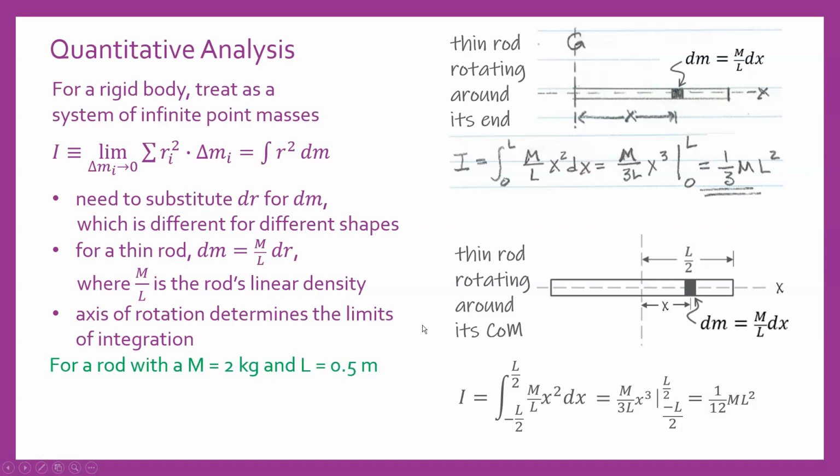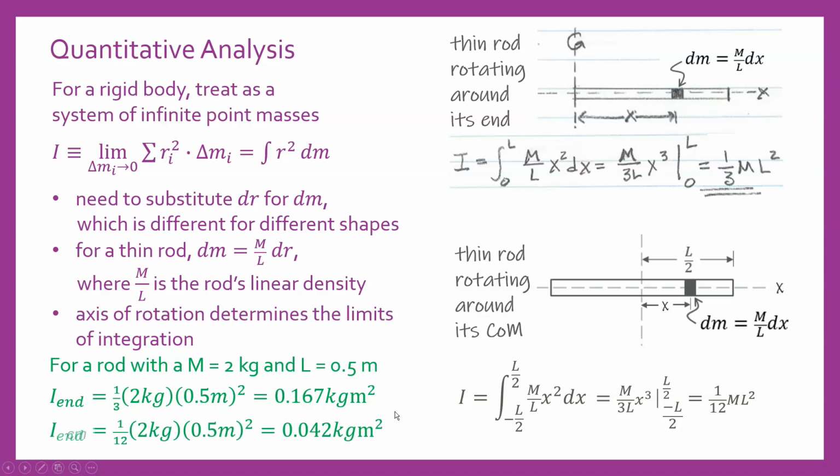So let's just pick a specific rod, one that has a total mass of 2 kilograms and a length of 0.5 meters. And we can go ahead and plug in our numbers for this equation up here, and we come up with 0.167 kilograms meters squared when we rotate the rod around its end. Notice when we rotate the rod around its center of mass, its rotational inertia is much less: 0.042 kilogram meters squared. In other words, it takes less effort to get this rod rotating around its center of mass than around one of its ends.